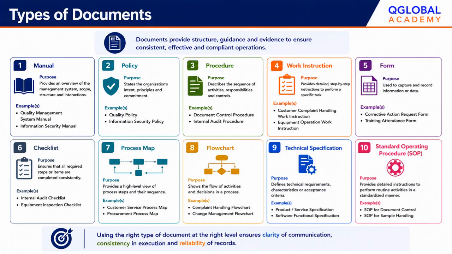A form is used to record information while carrying out an activity. A checklist helps ensure that all required steps are completed consistently. A process map gives a high-level view of how activities are connected. A flowchart uses symbols to illustrate the sequence of activities and decision points. A technical specification defines technical or quality requirements for a product, service, or process.